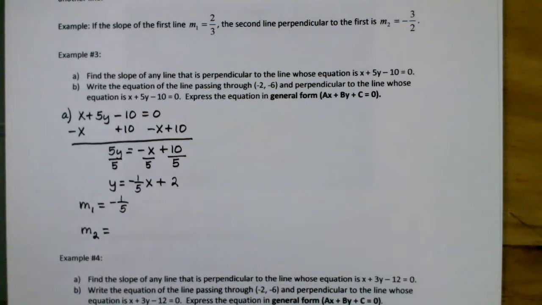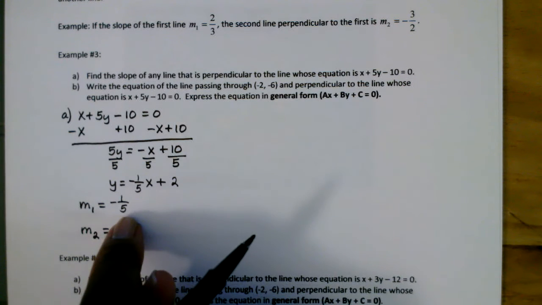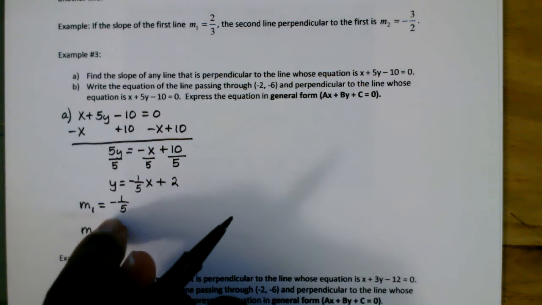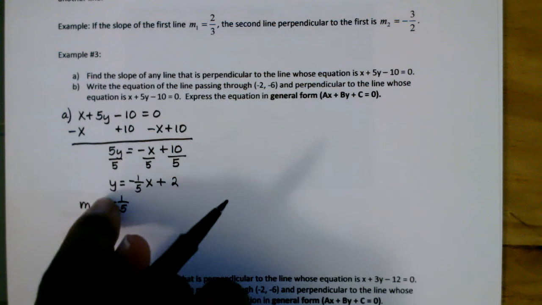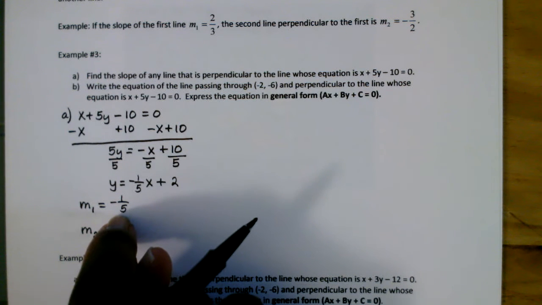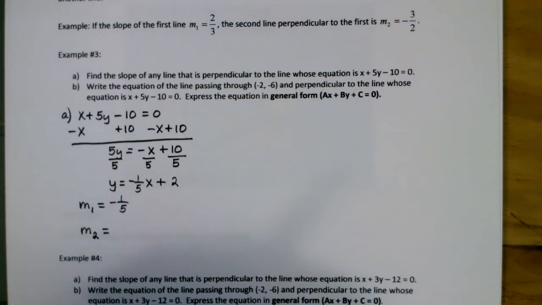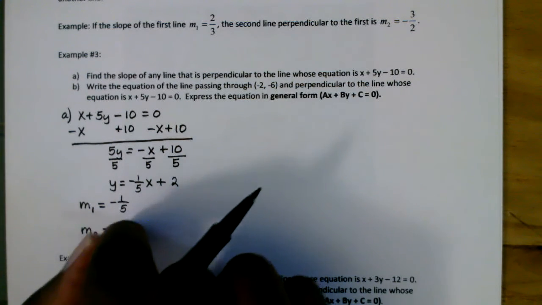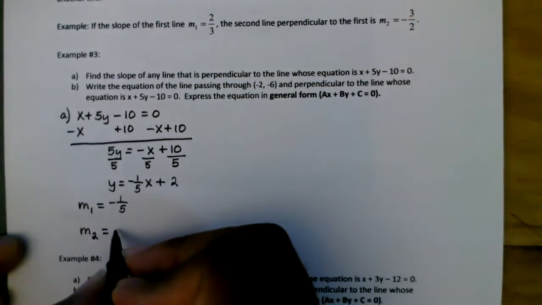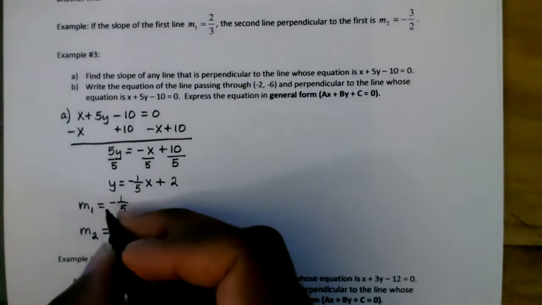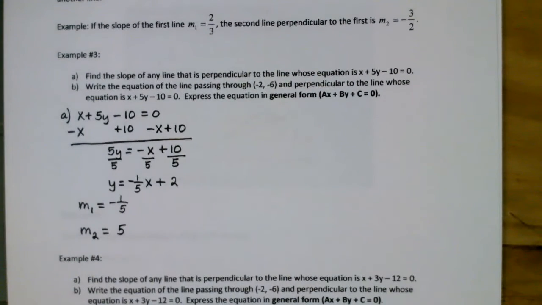Now, the slope of the second line has to be perpendicular to the first. So in this case, I got the slope of negative 1/5 for this first line. To find the slope of the second line, I need to take the negative reciprocal of that. The reciprocal of 1/5 would just be 5. And since it's a negative, I take the opposite, which is a positive. So the slope of the second line that I'm looking for will be 5.